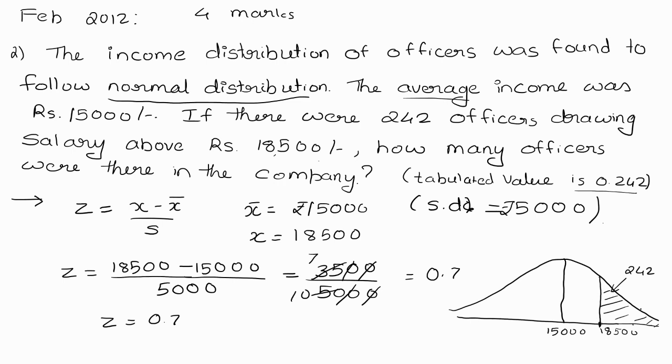Only this part of this curve corresponds to 242 officers. Then what will this entire curve represent? So now how to check for this? Let's proceed. See, the tabulated value is given to be 0.242. Now what is this 0.242? That is this area, the 0.242 value is given for this area.